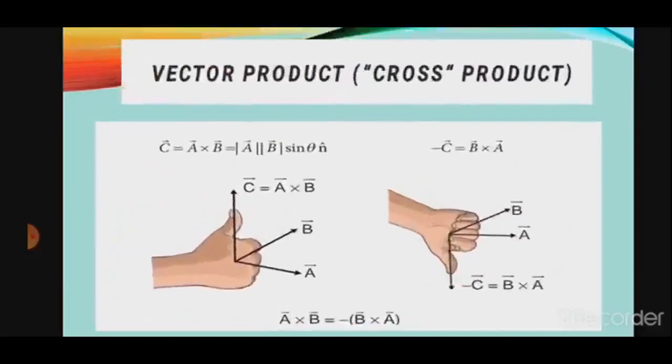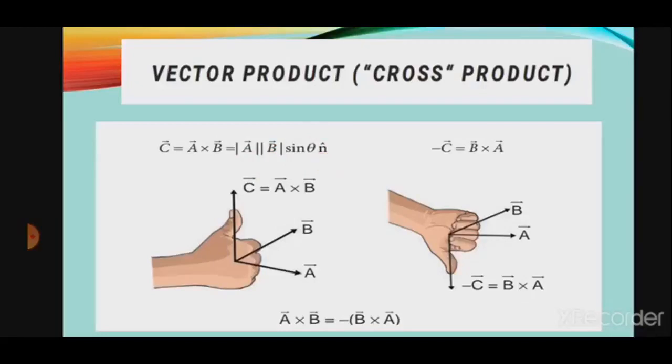If a vector and b vector give c vector, the vector product is written as a vector cross b vector, which is a vector quantity. C vector is defined as c vector equals a vector cross b vector, that is equal to the modulus of a vector, which is nothing but the magnitude, we call it a, and the modulus of b vector, we call it b, AB sin theta n unit vector. Now we can take the right hand rule.